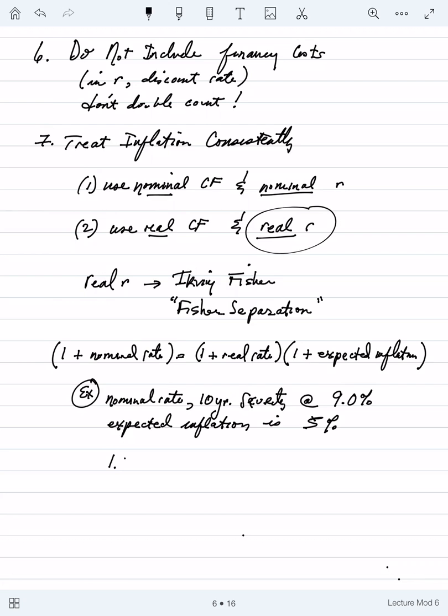So you go 1.09, that's the 1 plus the nominal rate element. We set that equal to 1 plus the real rate, which I don't know yet, times 1 plus the expected inflation rate, so 1.05. That piece is given here, the expected inflation rate.